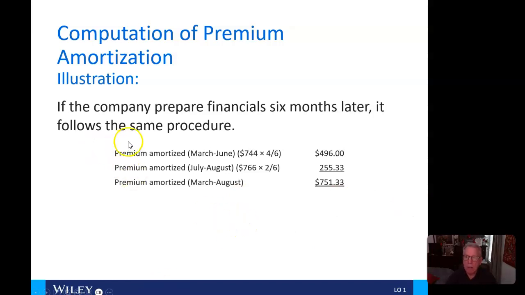Okay, now if the company prepares its financial statements 6 months later, it follows the same procedure. Again, the premium amortized from March to June is going to be $744 times 4/6. The premium amortized from July to August will be $766 times 2/6. That total from March to August will be $751.33. Okay.